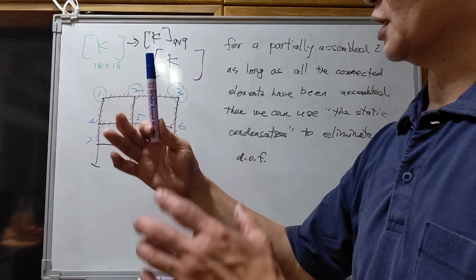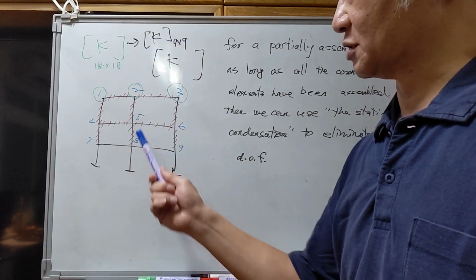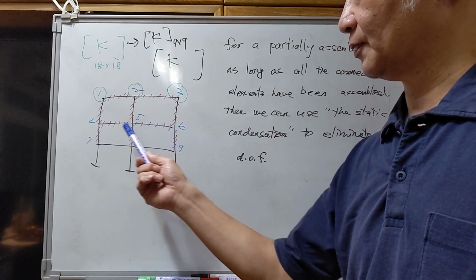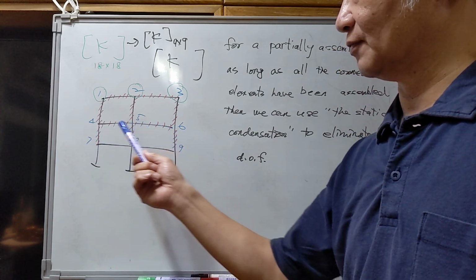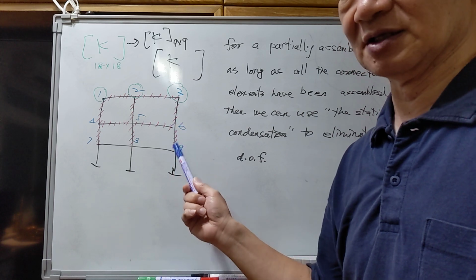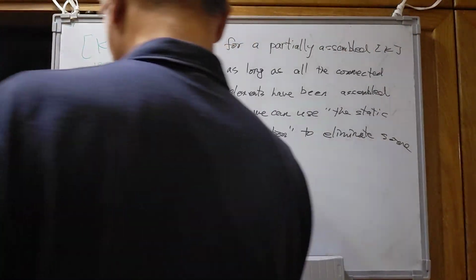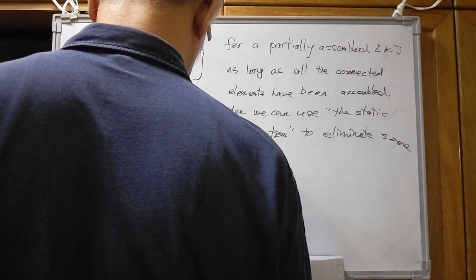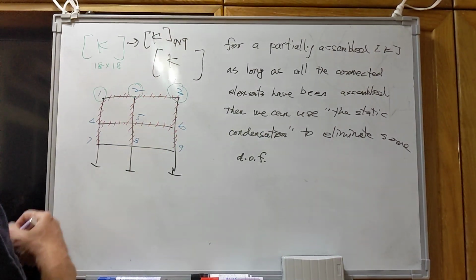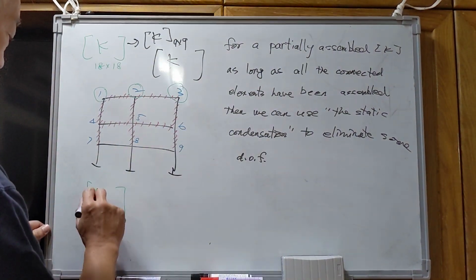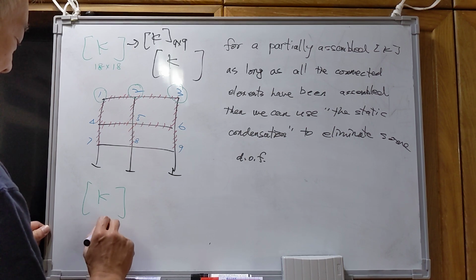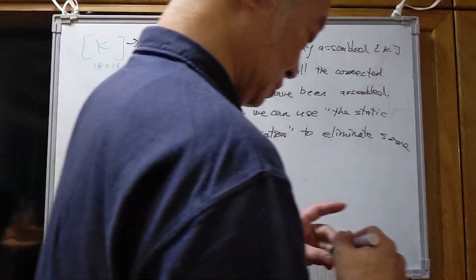Then we need to expand the K matrix, since we need to include the nodal degrees of freedom for nodes 7, 8, and 9. So the matrix will become 18 by 18 again.